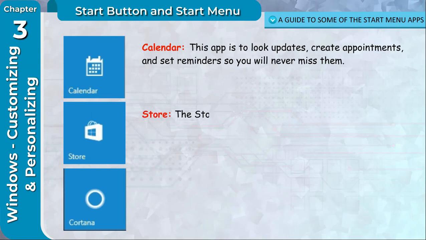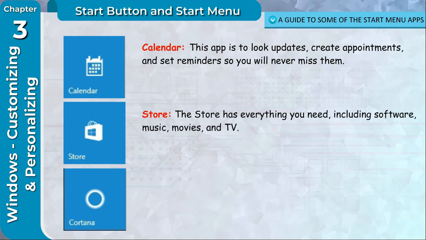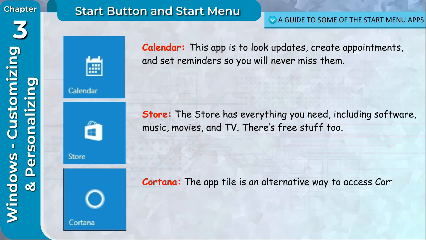Store. The store has everything you need, including software, music, movies and TV. There's free stuff too. Cortana. The app tile is an alternative way to access Cortana. Click it and Cortana is ready to answer your questions.